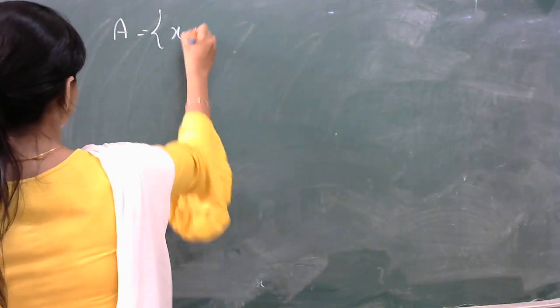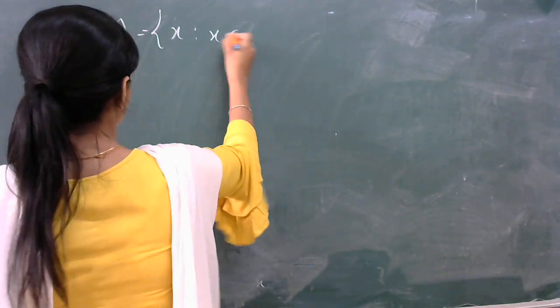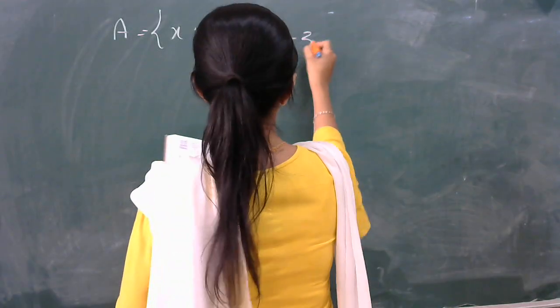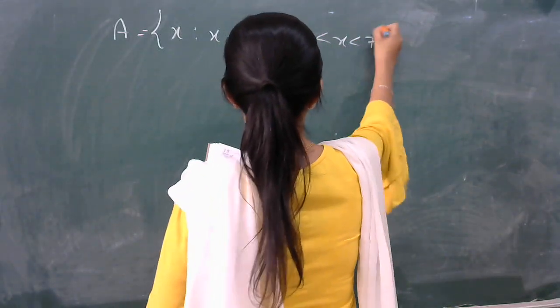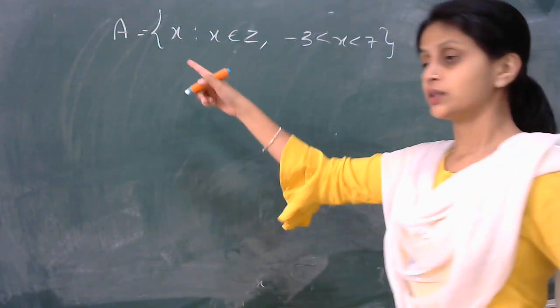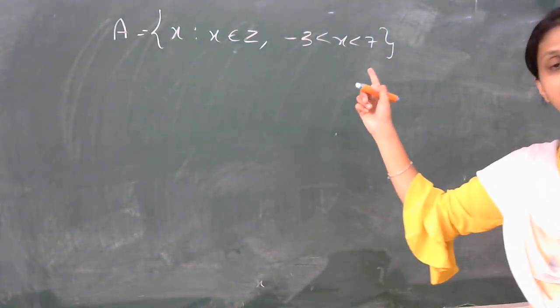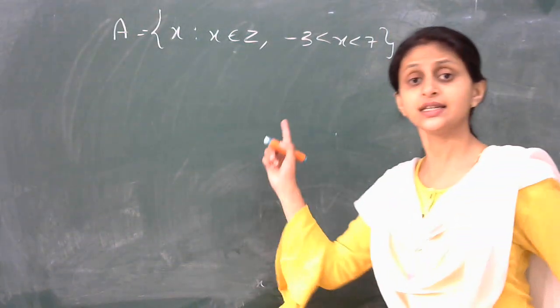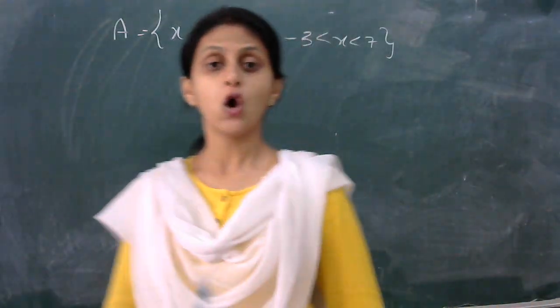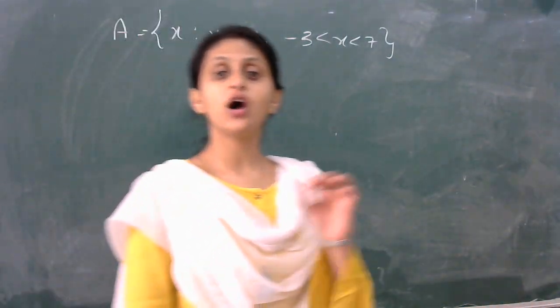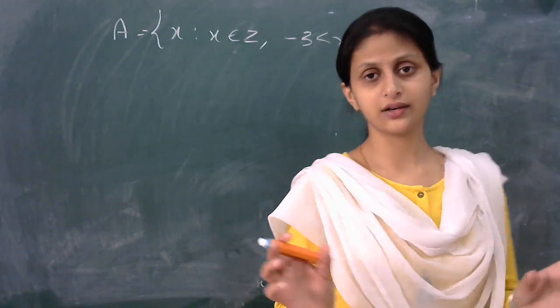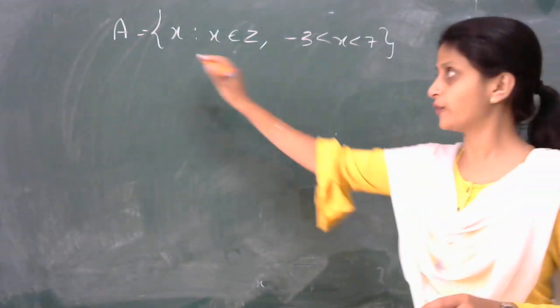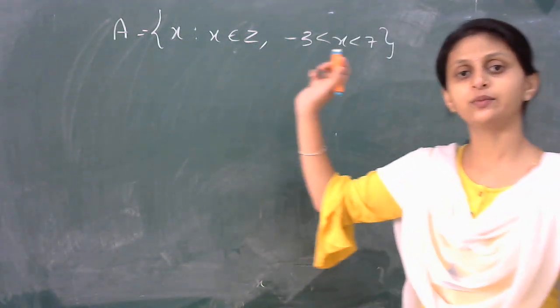Let me take some examples, students. If we consider A is equal to {x such that x belongs to Z and -3 < x < 7}, you can observe this set is in which form? It is in set builder form, because all the elements of the set are not listed here. They have just given the property of x. So this is set builder form.